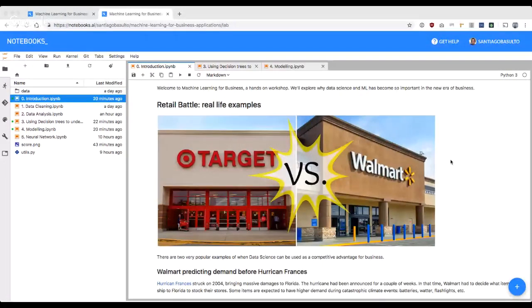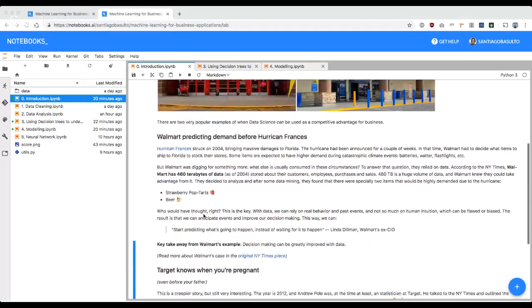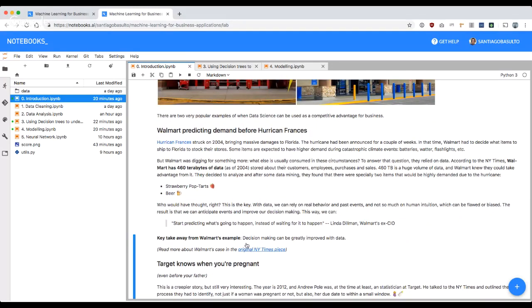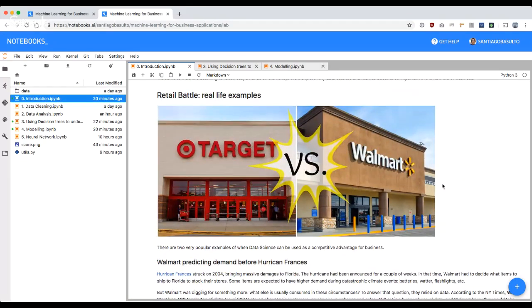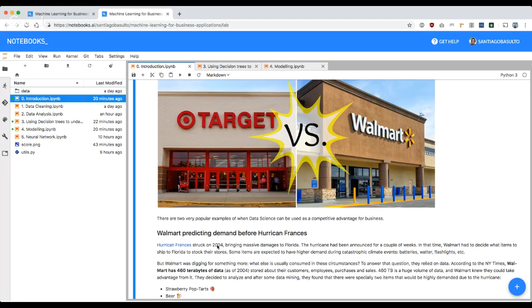The first case, and this is all in the notebook, the links are here if you want to read in more detail, I'm just going to give you an overview. It's a very interesting case from 2004, a long time ago, when Hurricane Frances was striking close to Florida.